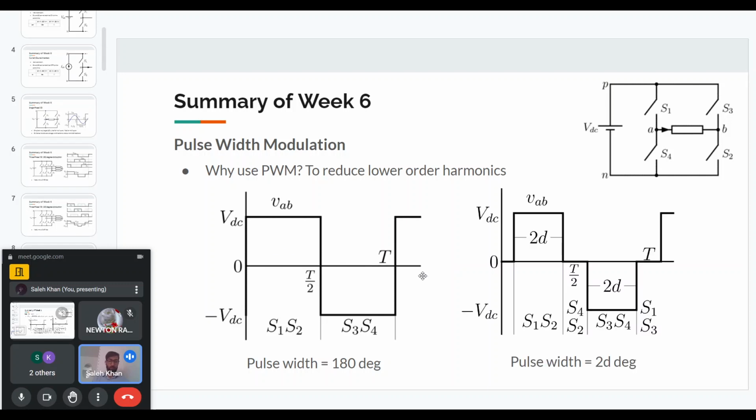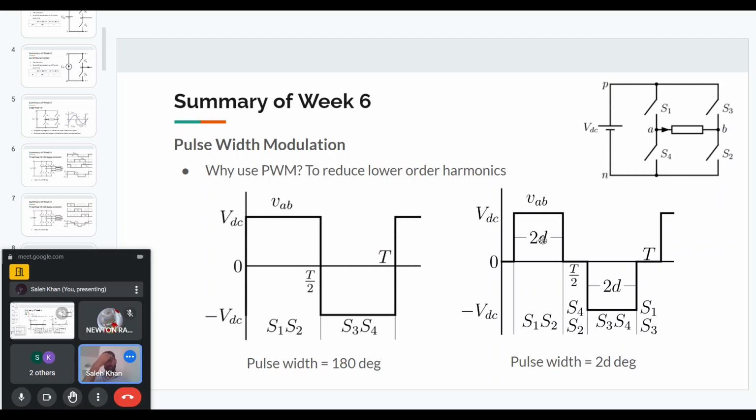reduce this pulse width by turning on different switches. After S1 and S2, we can turn on S4 and S2, and the other switches are off. When S4 and S2 are on, you can see that the voltage across the load will be 0. So we get 0 voltage across the load. Then again we turn on S3 and S4 to get negative voltage, and then we turn on S1 and S3 to again get 0 voltage.